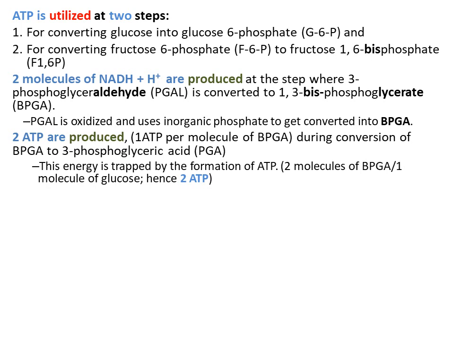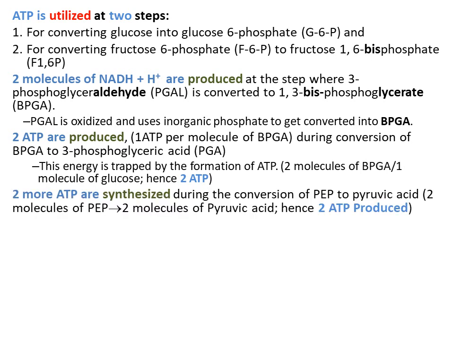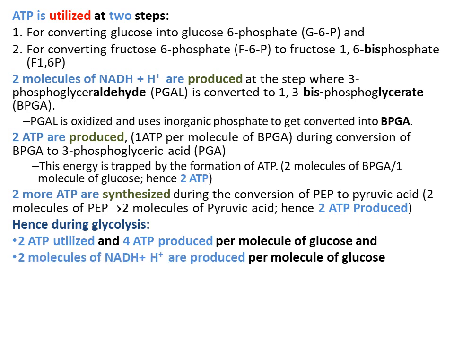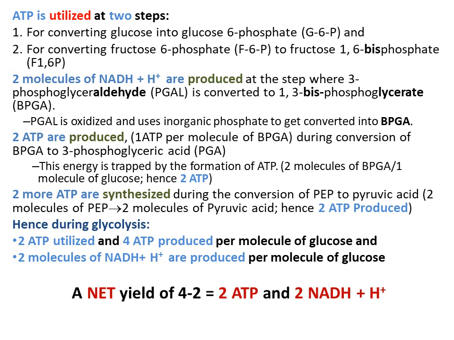Then 2 ATPs are produced, 1 ATP per molecule of BPGA, during conversion of BPGA to 3-phosphoglyceric acid. This energy is trapped in the form of 2 ATPs. Again 2 ATPs are synthesized during conversion of phosphoenolpyruvate to pyruvic acid in the last step. Hence, we can see that during glycolysis, 2 ATPs are utilized and 4 ATPs are produced for each molecule of glucose. In addition, 2 molecules of NADH are produced per molecule of glucose.